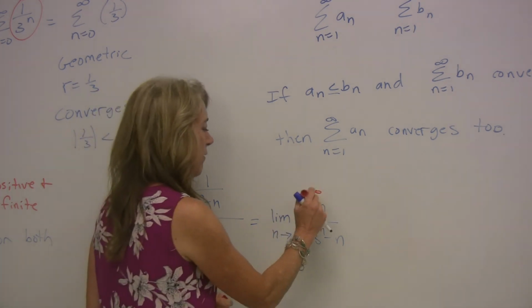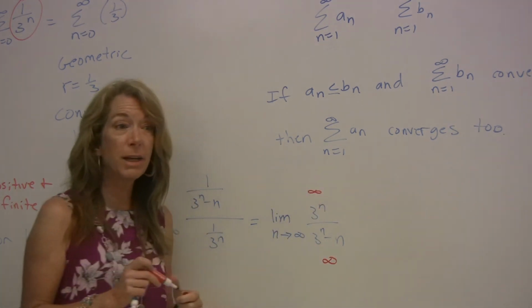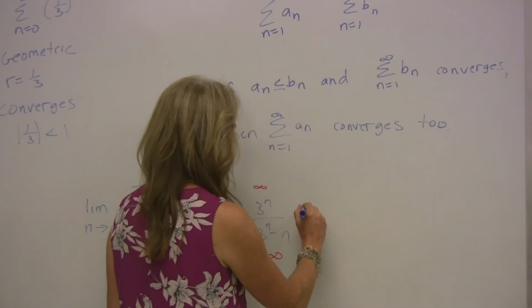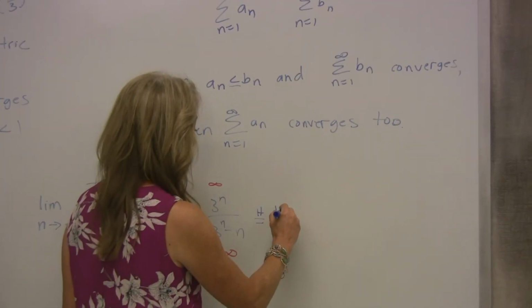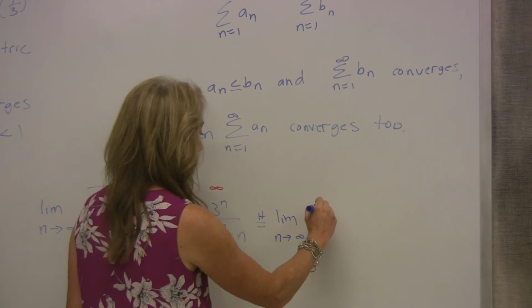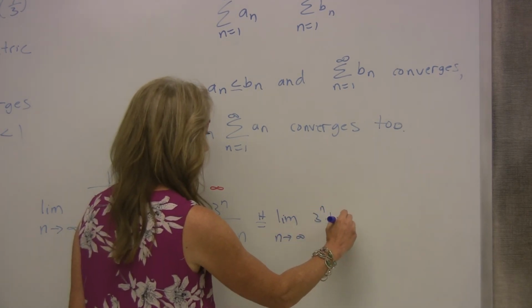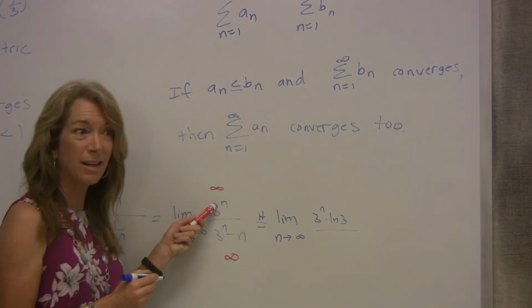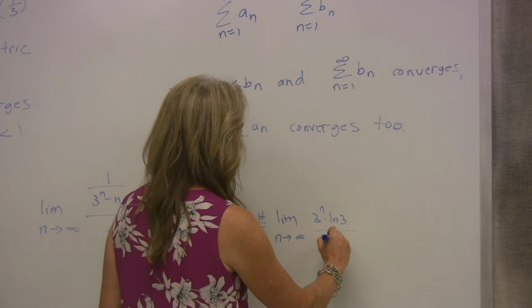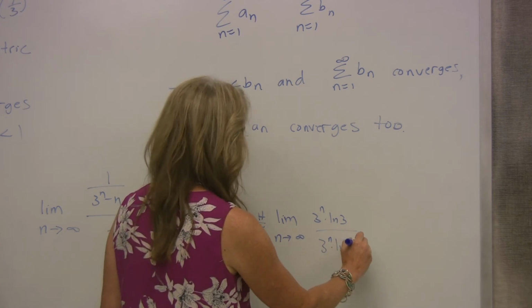Oh, what do we do when we have infinity over infinity? Oh, we can do L'Hopital's rule. We love L'Hopital. He's our buddy. Then we have to remember how to take the derivative. 3 to the n times the ln of 3. Whenever it's something other than e to the x, you have to multiply by that. 3 to the n times the ln of 3 minus 1.